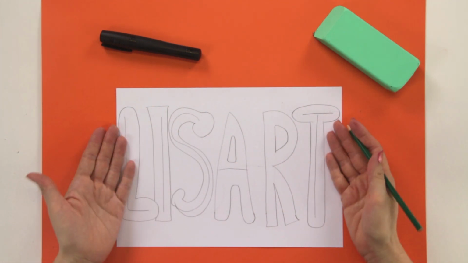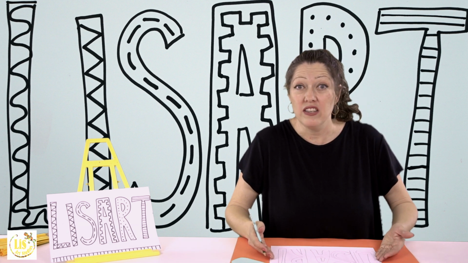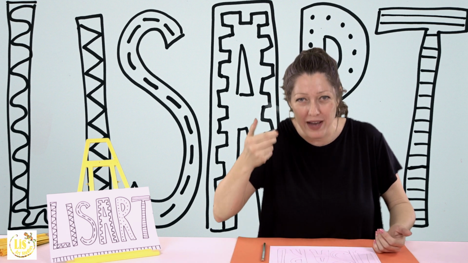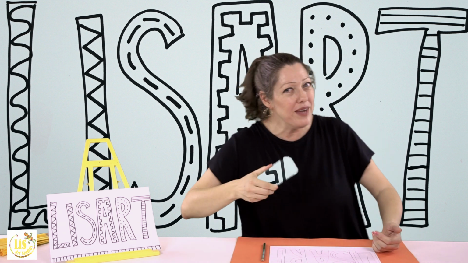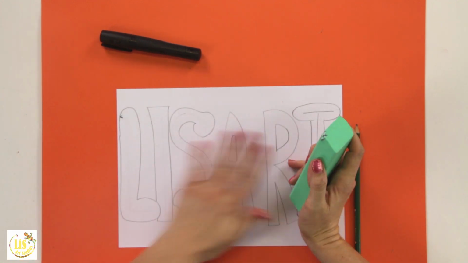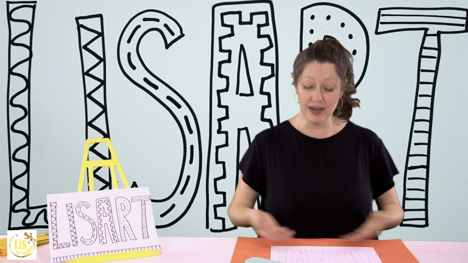Okay, now look at this. I have big fat letters, but I don't like the line in the middle. So what do I do? My big fat rubber. Oh yeah, let's erase quickly. Okay, great. Now the line is gone.